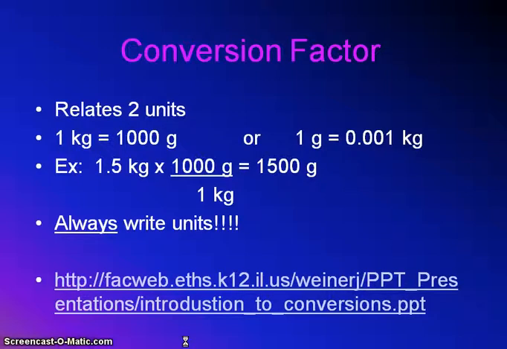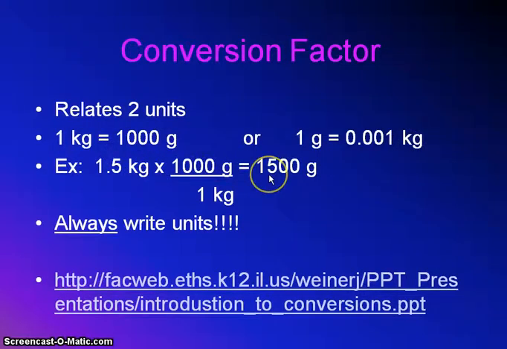Now, a conversion factor is something that's going to relate two units to each other. So, the example here deals with metric conversions. The problem starts with 1.5 kilograms, and we want to find out how many grams that would be. Well, a conversion factor that relates kilograms to grams could be 1 kilogram is equivalent to 1,000 grams, or you could think of it as 1 gram is equivalent to 1,000th of a kilogram.